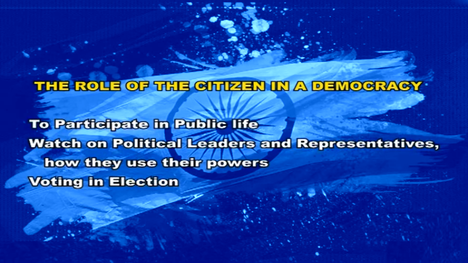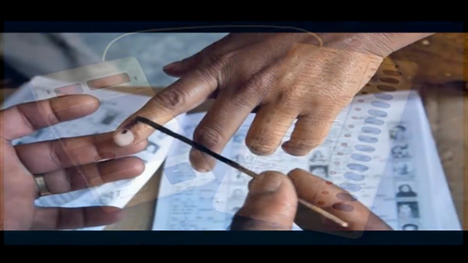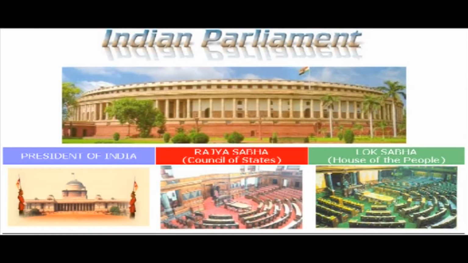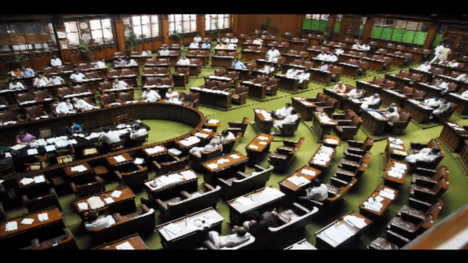Now, let us see the role of the citizen in a democracy. The key role of citizens in a democracy is to participate in public life. Citizens have an obligation to become informed about public issues, to watch carefully how their political leaders and representatives use their powers, and to express their own opinions and interests.